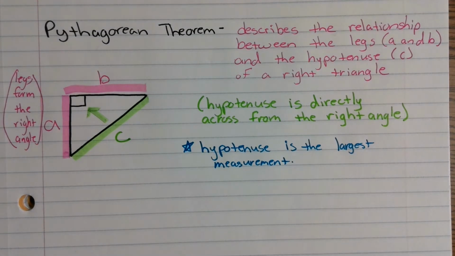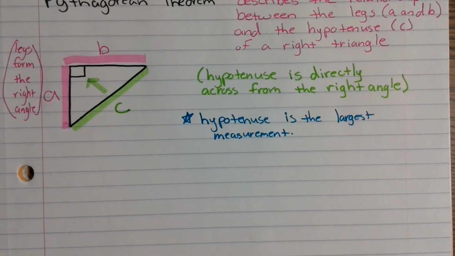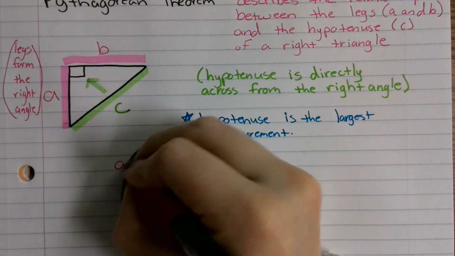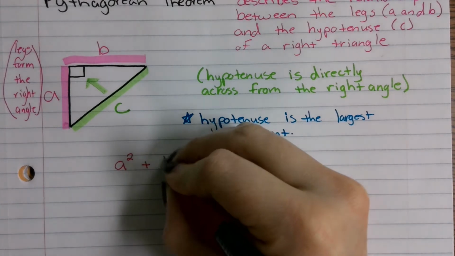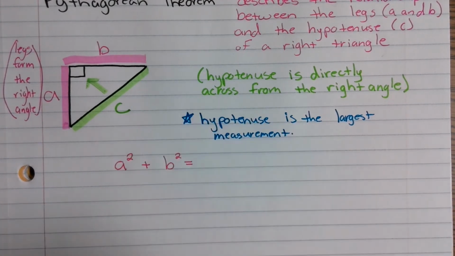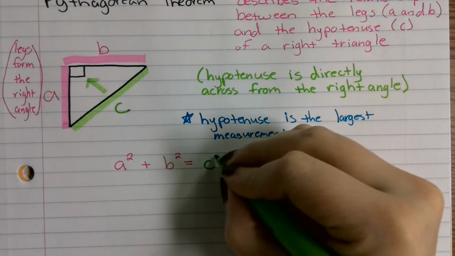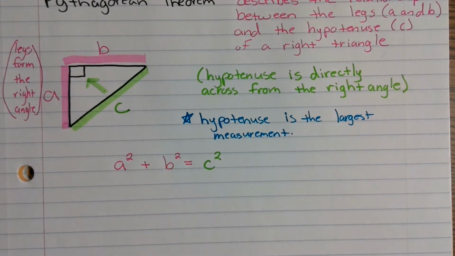The Pythagorean theorem formula is as follows: a squared plus b squared is equal to c squared. Like I said at the very beginning, you're squaring the value of the legs and taking that sum, and it's equivalent to the value of the hypotenuse squared.